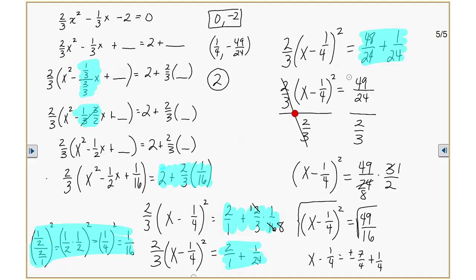What's -7 plus 1 over 4? -6 over 4. Okay, -6/4 would be -3/2. And there's your x-intercept. I'm still chugging fractions. Okay, there you go.